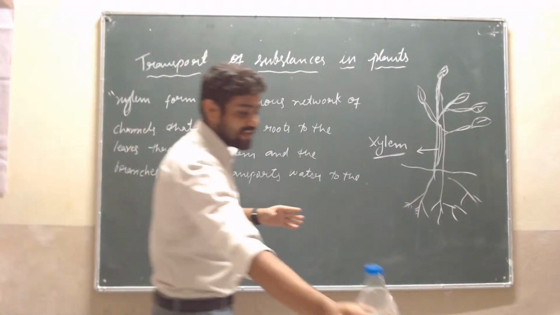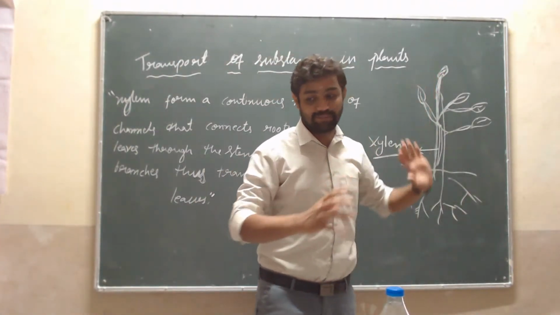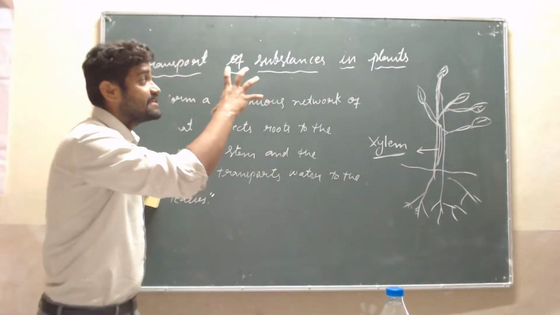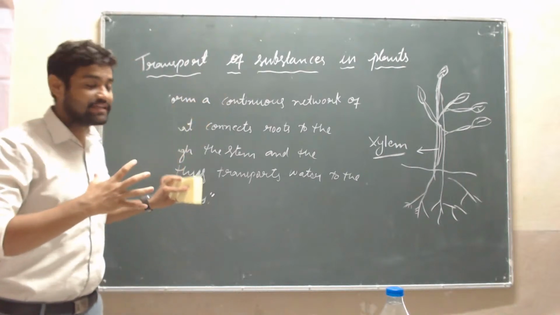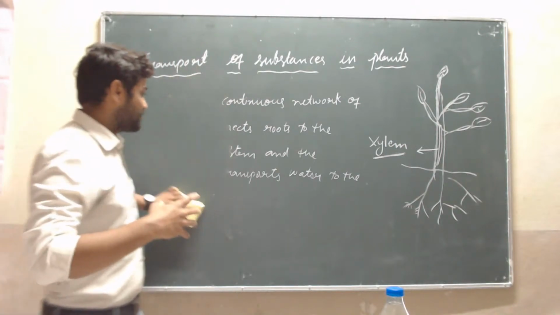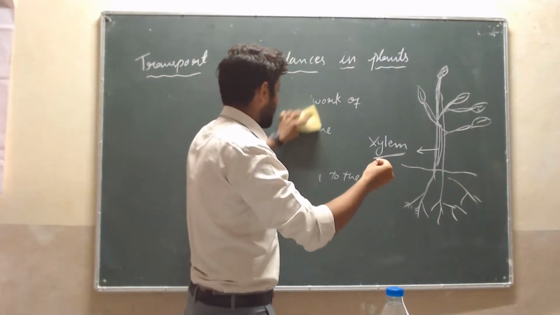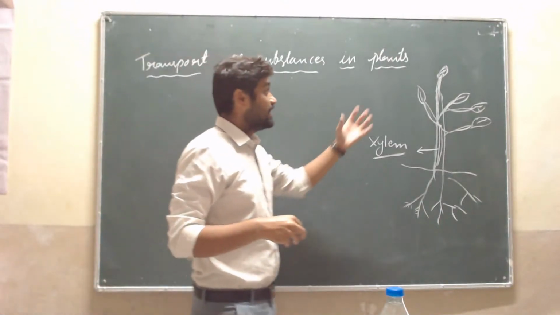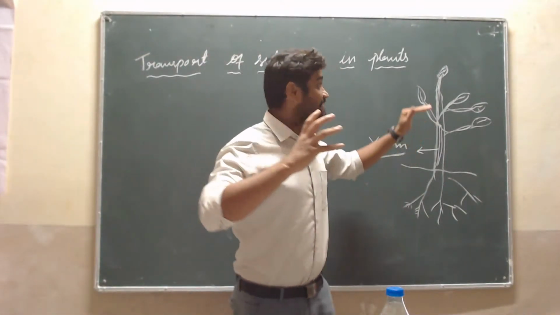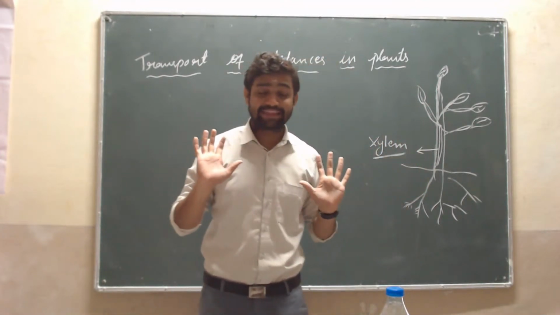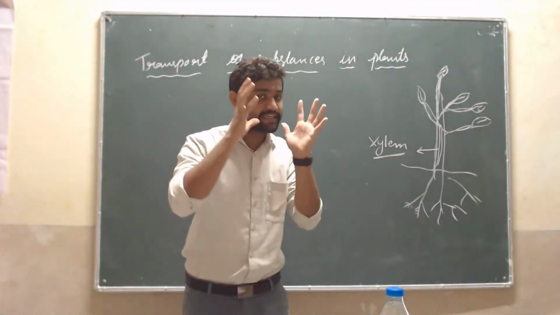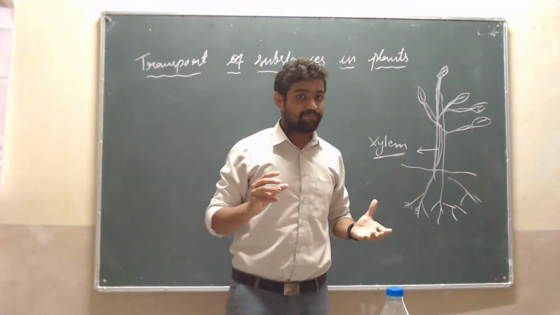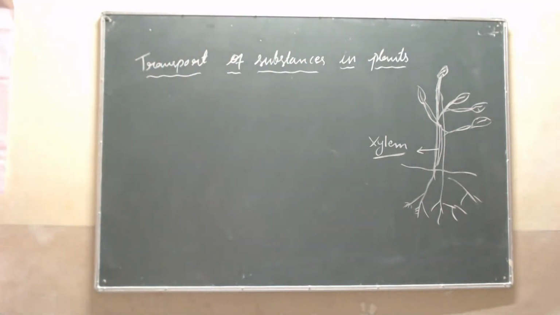Then in the leaves, the food is prepared. Next question is, in the leaf the food is prepared, how is the food supplied to all the parts of the plant? Water is absorbed, carbon dioxide is absorbed through the stomata, then sunlight is also taken with the help of chlorophyll. Then in the leaves, the food is prepared. Then how is that food transported or supplied to all the parts of the plant, isn't it?